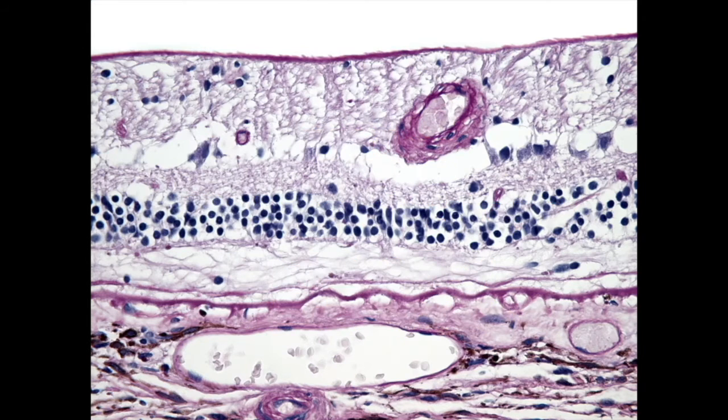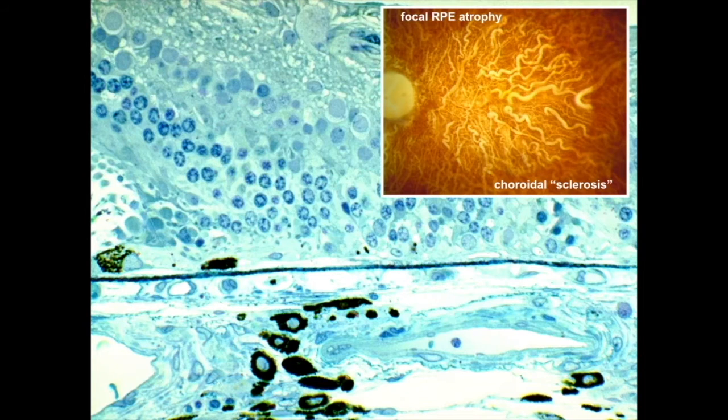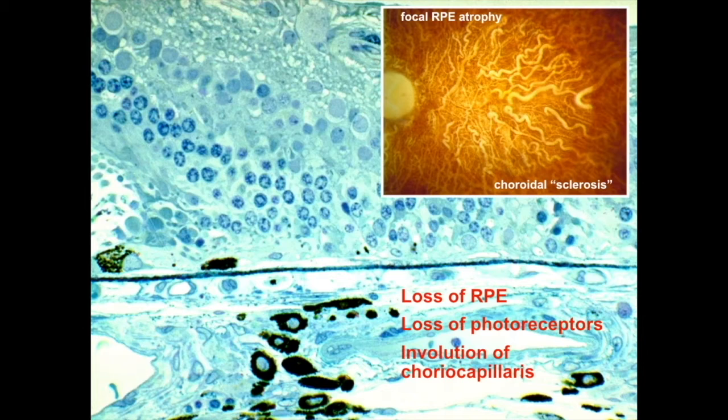The spaces where the choriocapillary vessels were located are delimited by PAS-positive intercapillary columns that extend from the bottom of Bruch's membrane, but the choriocapillary vessels are totally absent. Here's another case of so-called choroidal sclerosis with a large RPE window defect. We see the same characteristic triad of RPE loss, photoreceptor atrophy, and involution of the choriocapillaris.